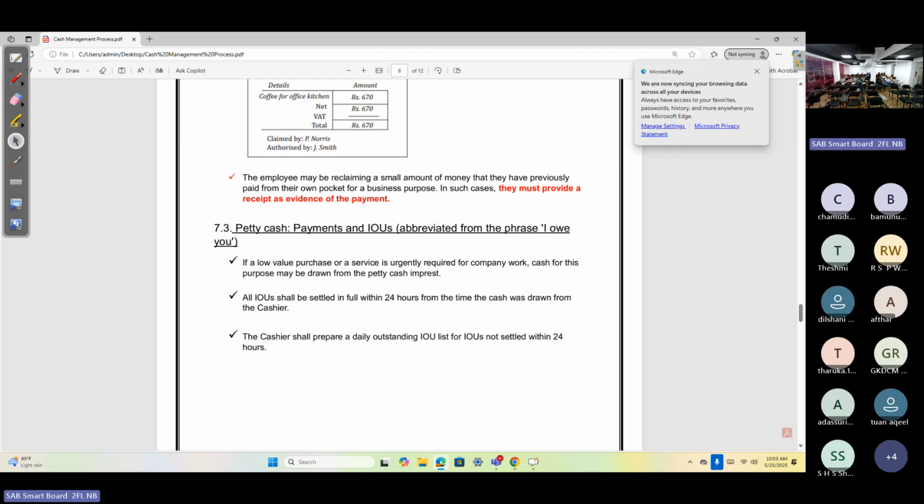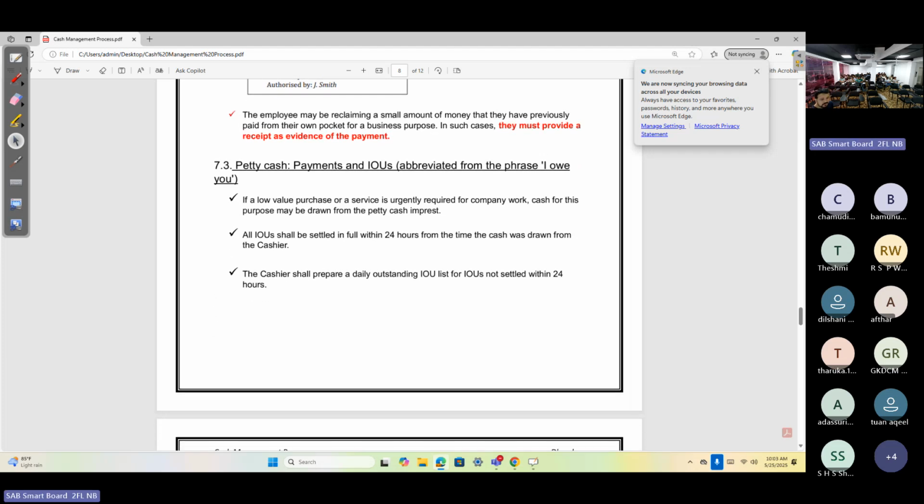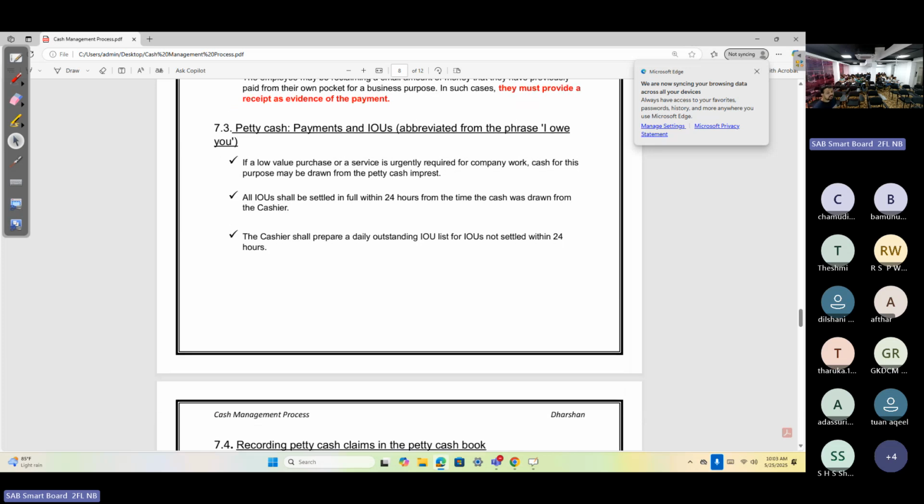Okay. Those are the concepts you should know about the IOU. It's an advance. Within 24 hours, those things must be submitted. If within 24 hours those advances are not submitted, it must be investigated. All IOUs shall be settled within 24 hours from the time the cash was withdrawn. The cashier shall prepare a daily list of outstanding IOUs, those not settled within 24 hours.